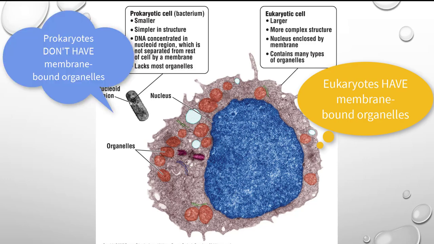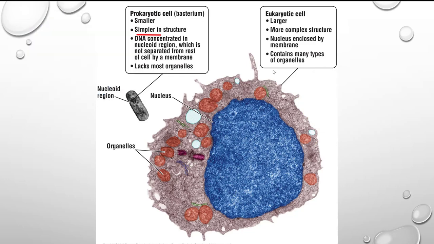Prokaryotes are simple in structure. Eukaryotes are more complex in structure. Prokaryotes lack most organelles. Eukaryotes have many different types of organelles. You can see just from this figure that we have a number of different types of organelles shown in this picture here.